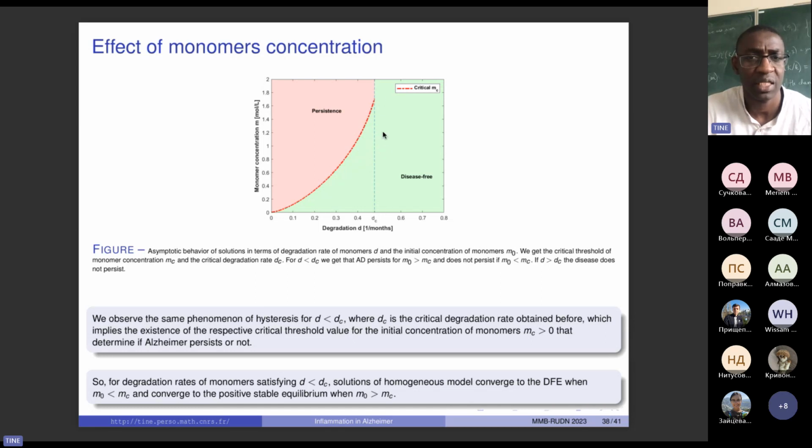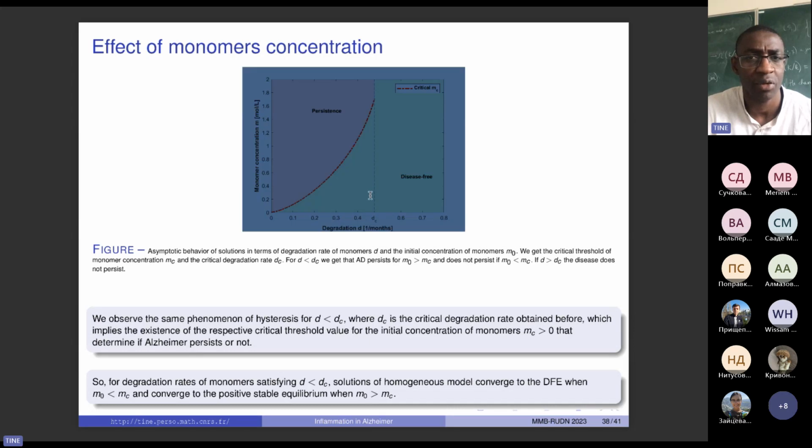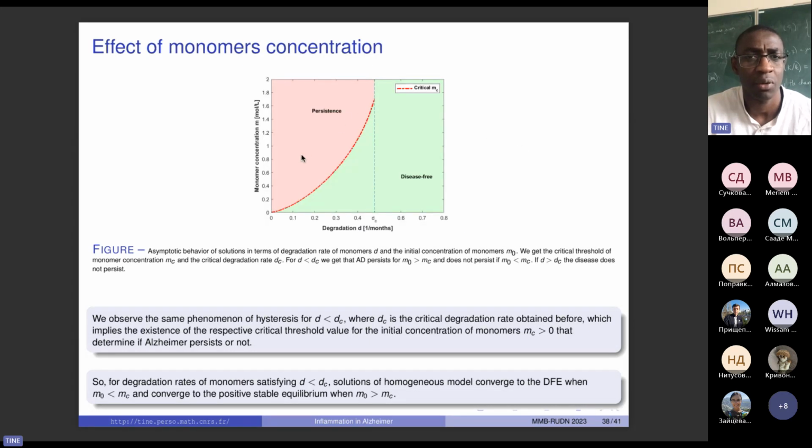So here, this is the critical value of monomers. This is also DC, the critical value of the degradation rate. And we see that we also have a persistency zone and a disease-free area right here. So we observe the same phenomenon of hysteresis when D is lower than DC. We have the same hysteresis here, where DC is the critical degradation as we said before. So MC, the critical value of M positive, determines if Alzheimer persists or not.